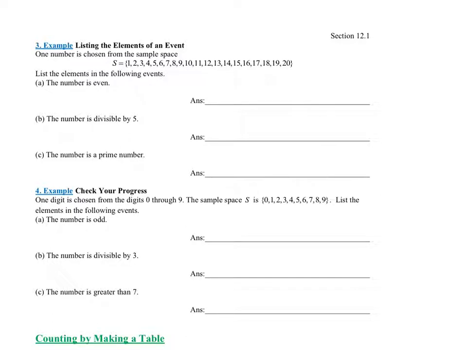So what we need to do is get an understanding of what an event is. For instance, we might have the numbers 1 through 20, and maybe someone wants to pick one number at a time. If we want to know the probability of picking an even number, we need to know two things. How many even numbers are there, and how many total numbers are there?